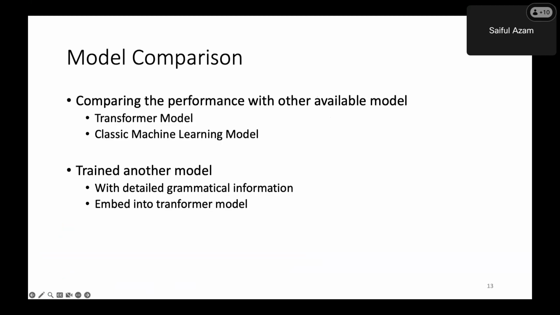Once the model has been fine-tuned to its best capability, we would like to compare its performance with other available models, such as transformer models, as well as the classic machine learning model. We will also want to train another model, but this time with much more detailed grammatical information.